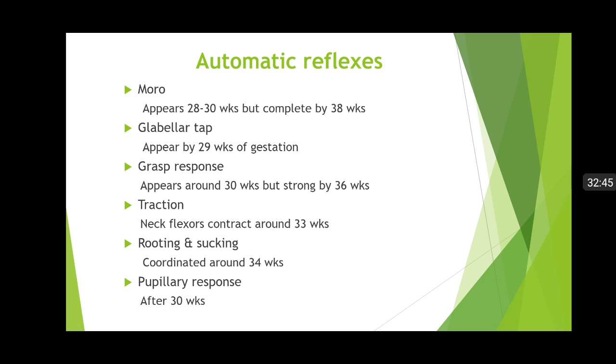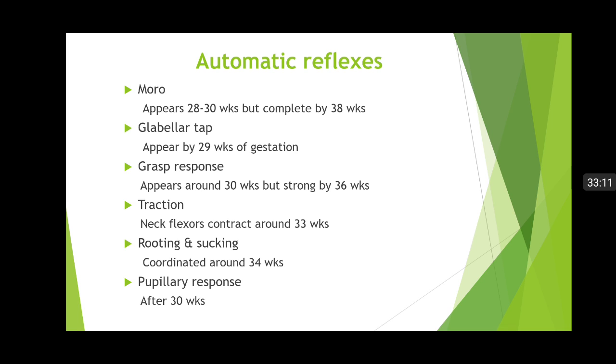Traction response, we have discussed in previous slides, that neck flexors will contract in response to traction, and it will only appear by the age of 33 weeks. Rooting and sucking, a coordinated rooting and sucking reflex will only be positive by 34 weeks.